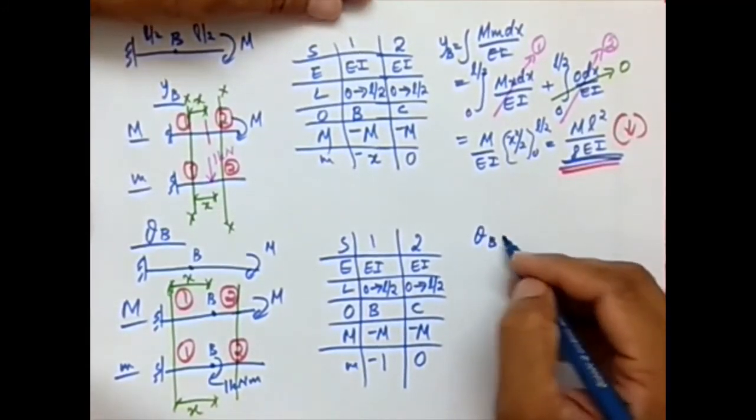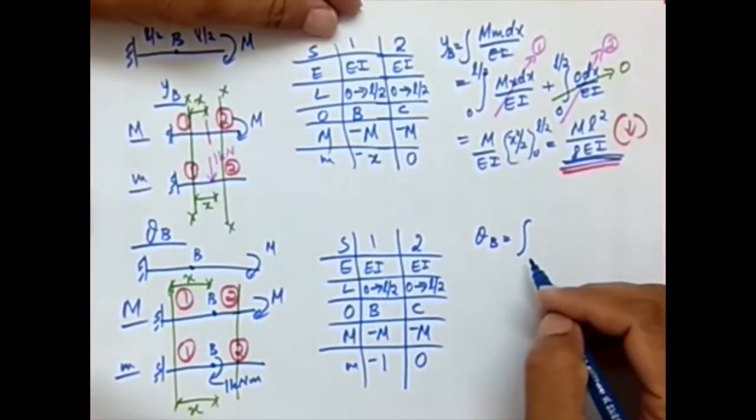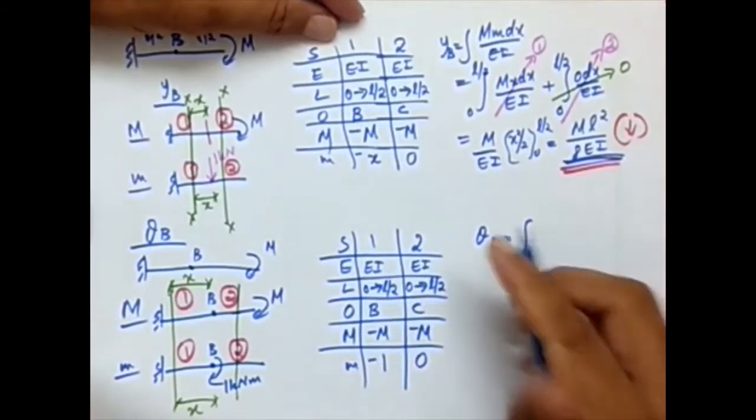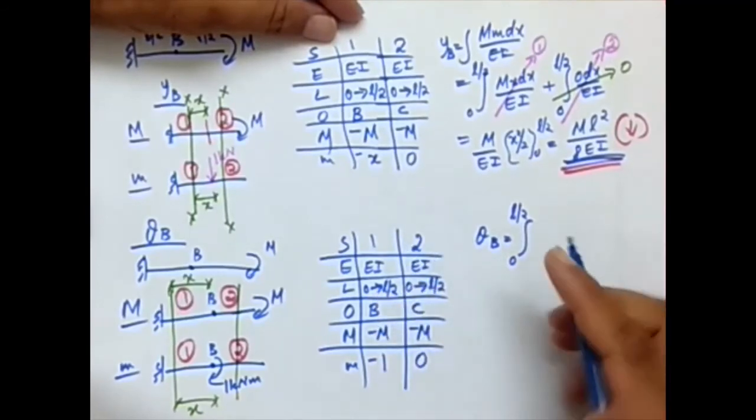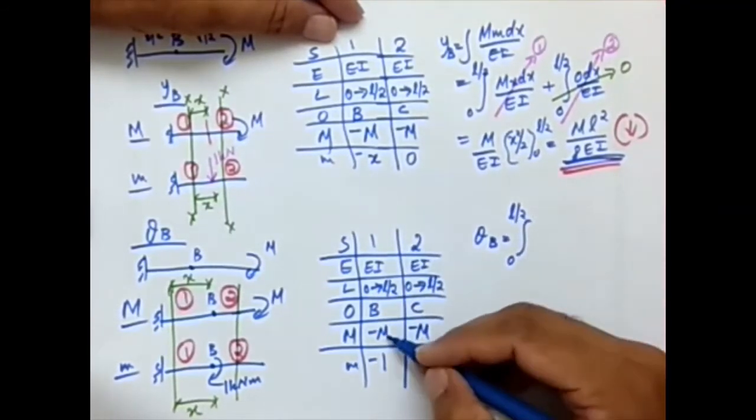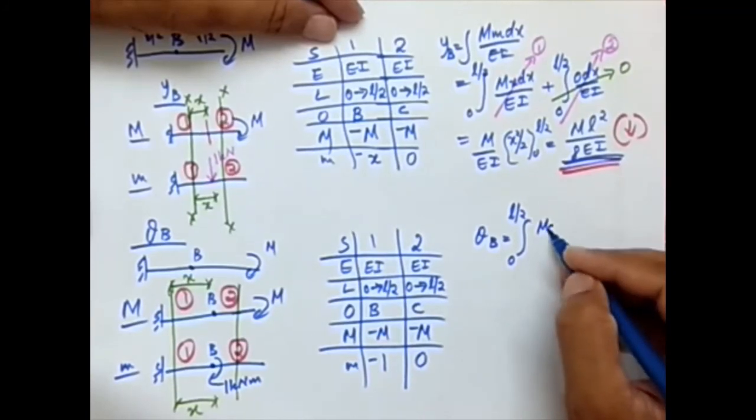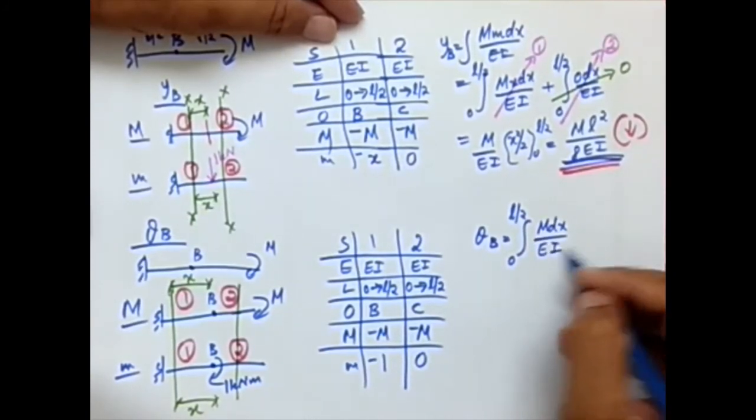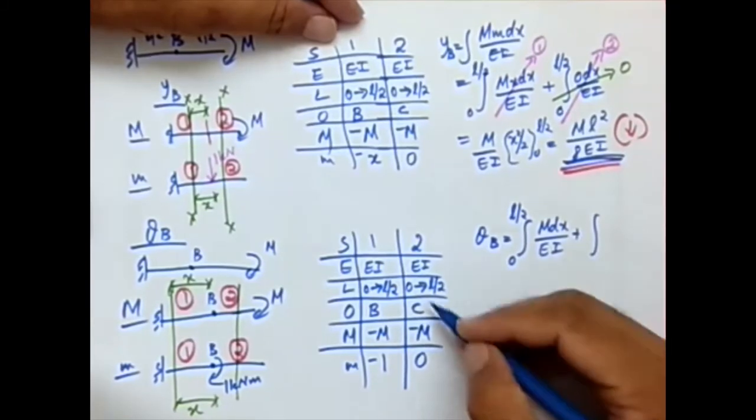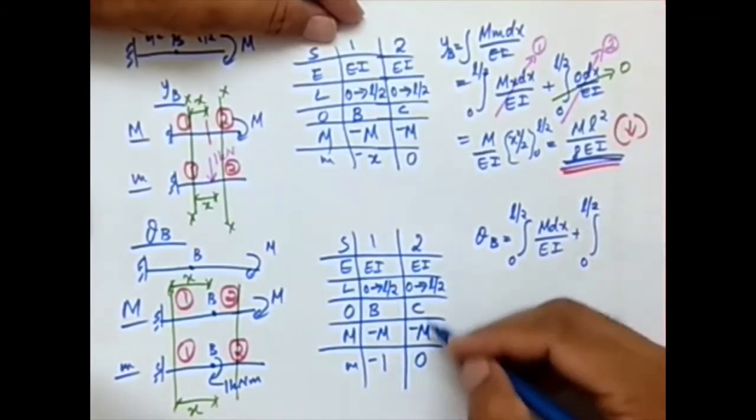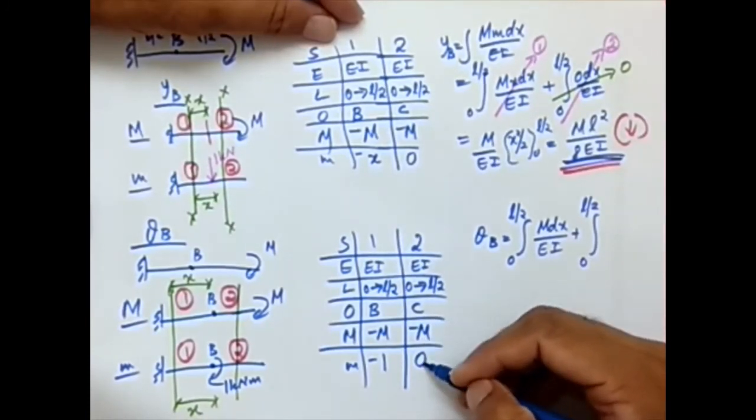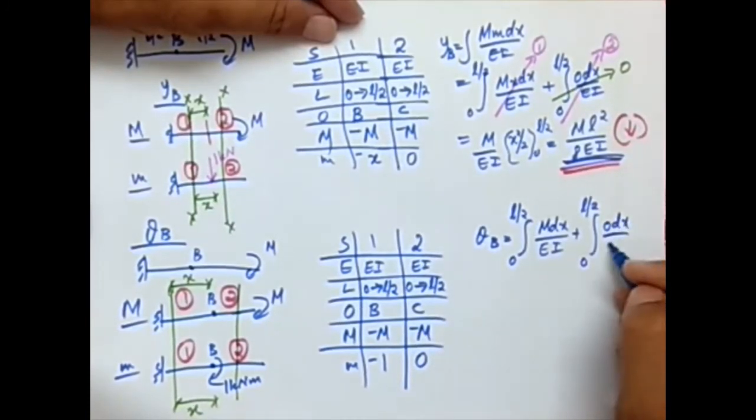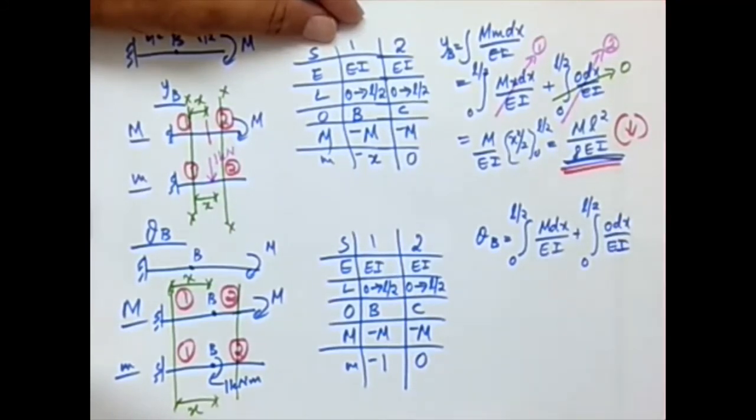Now I can calculate theta B. So theta B will be, there are 2 segments, there will be 2 sections. So for the first segment, the range is 0 to L by 2, of m into m. So it becomes m dx by EI, plus the second segment, the limit is 0 to L by 2, of minus m times 0, which is 0, dx by EI. So we can see that this becomes 0.